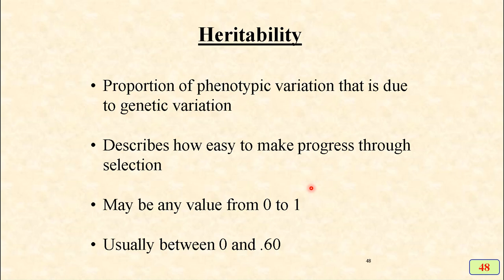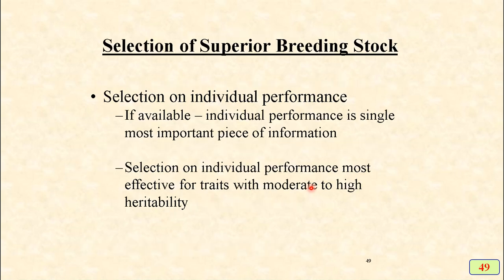So this describes how easy it is to make progress if you select the sire and dam properly, and the value may range from 0 to 1. Usually it is between 0 and 0.60. Then selection of superior breed stocks, this type of technology, is very much required.